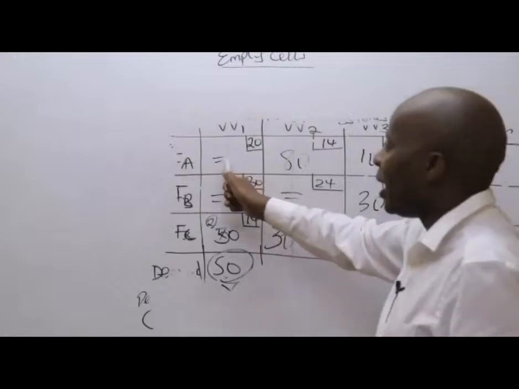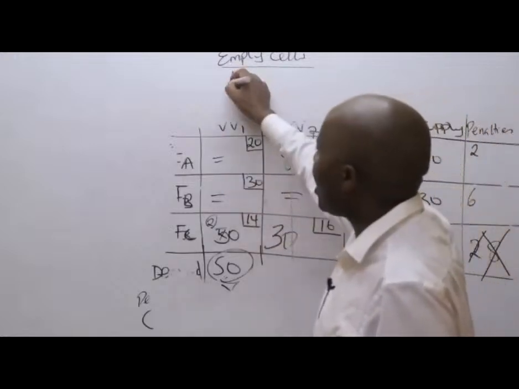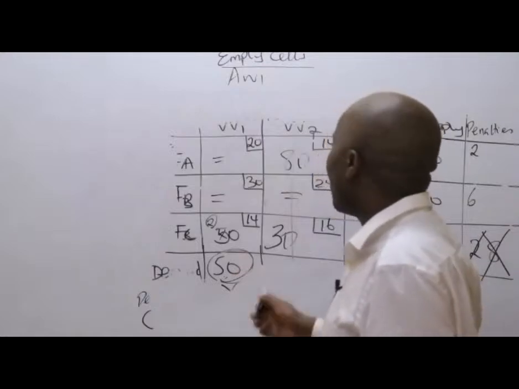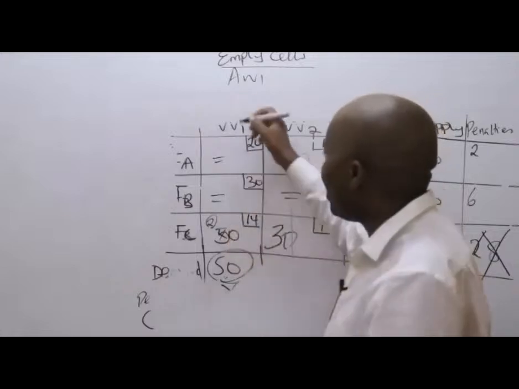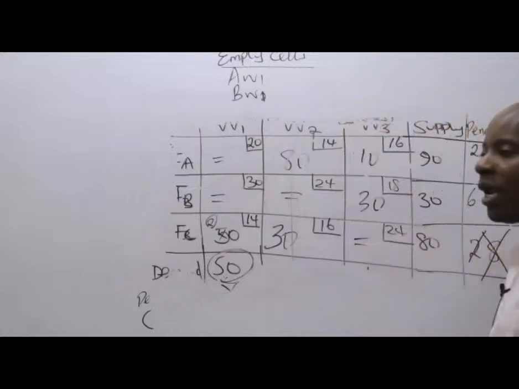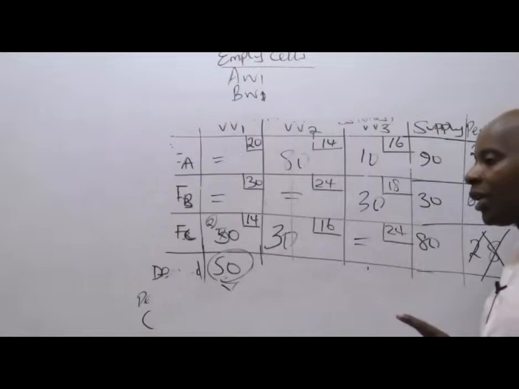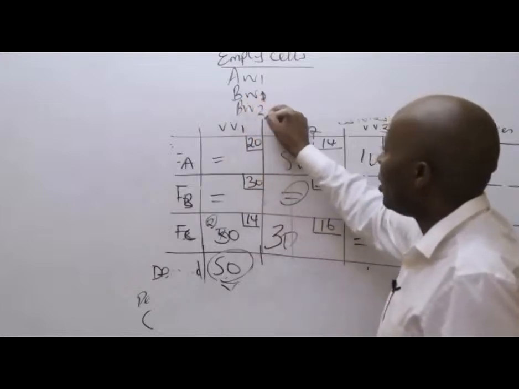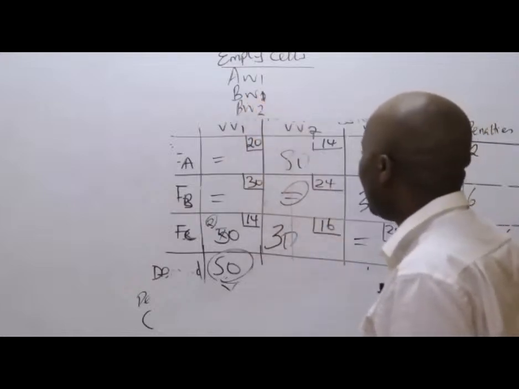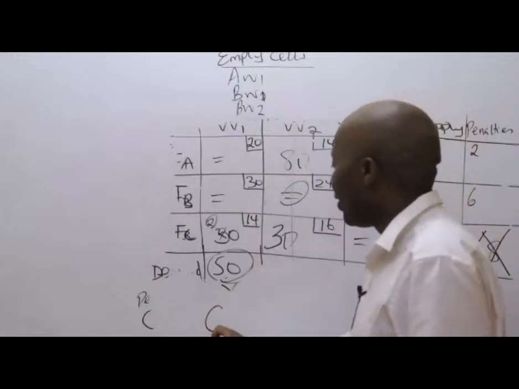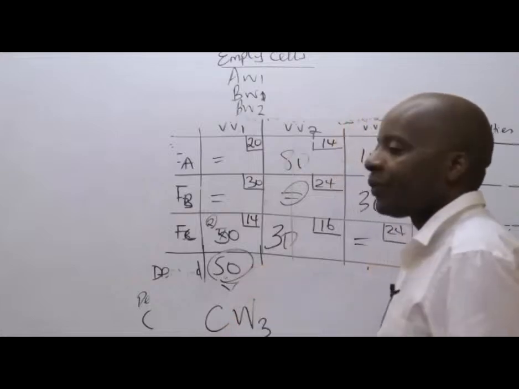Like the first one is an empty cell. So we have here AW1. From there, I can see the other one which is empty is BW1. I'm just trying to give you a list of all those cells that are empty. So BW1, also this one here, BW2, and then lastly, we have here CW3.